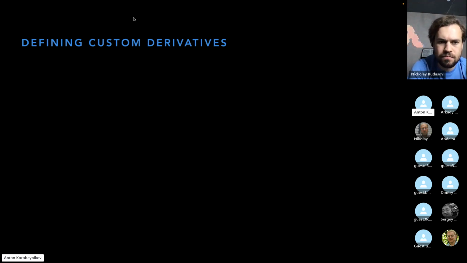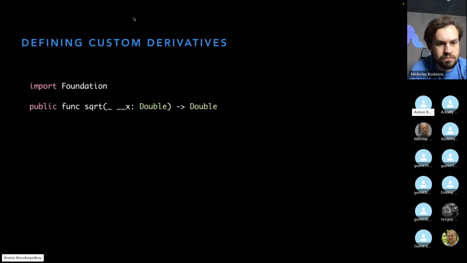So let's start with a simple example. When you import Foundation in Swift, you import the function called sqrt, which calculates the square root. It's defined elsewhere, so we don't see its body, we don't see its implementation, and therefore it's not differentiable by default. Because the compiler doesn't see its body, it cannot deduce if the function is differentiable or not. Therefore, if you try to differentiate it, you get a compiler error. But how can we make it differentiable? We can just make it differentiable by defining a derivative for it.